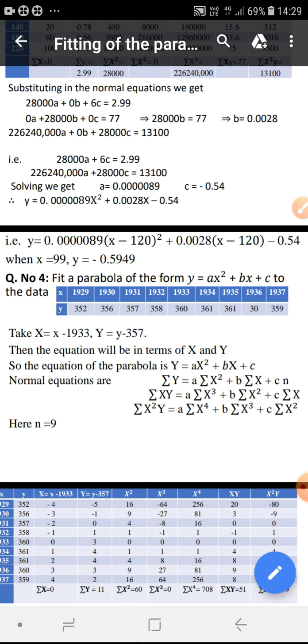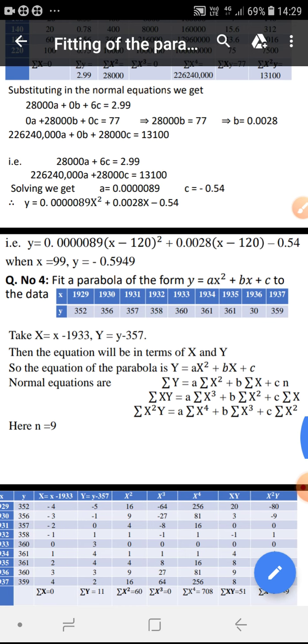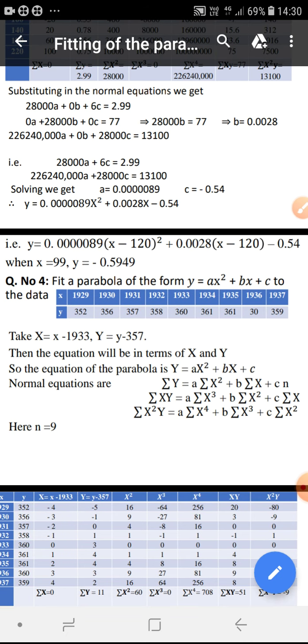Then question number 4. Fit a parabola of the form y equal to ax square plus bx plus c to the data. A table of x and y values is given. Altogether there are 9 pairs, so n will be equal to 9. And here also x values are more than 1000.